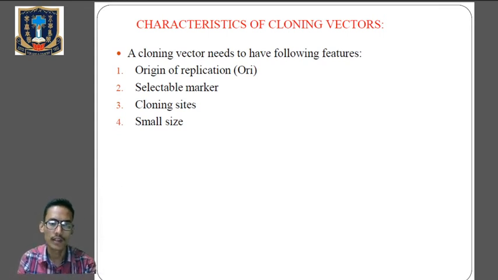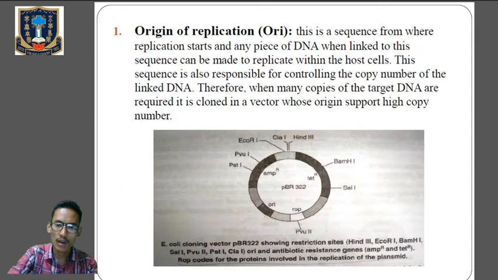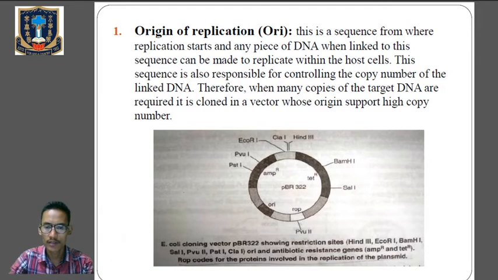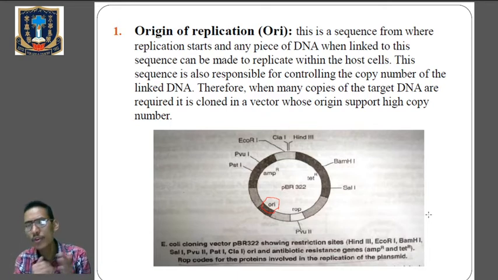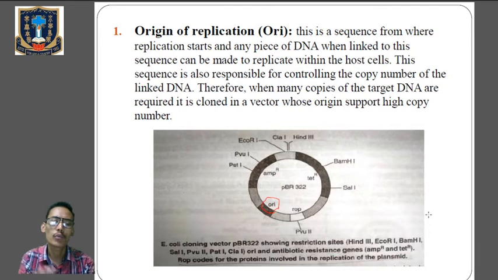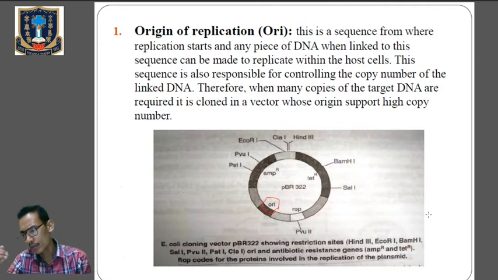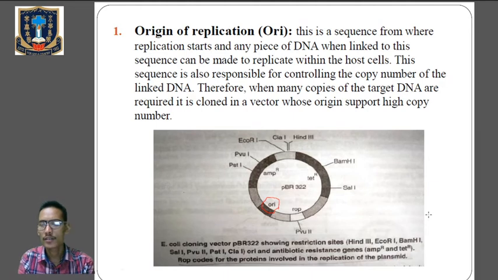to discuss today. First we learn about the ORI site, origin of replication site. What do these sites mean? In the last class I told you to go through this figure, vector pBR322. The ORI site means origin of replication site. It is a sequence from where the replication starts. Replication means that multiple copies of the foreign gene or foreign DNA will be produced. So during replication, the segment of foreign DNA will be able to produce multiple copies.